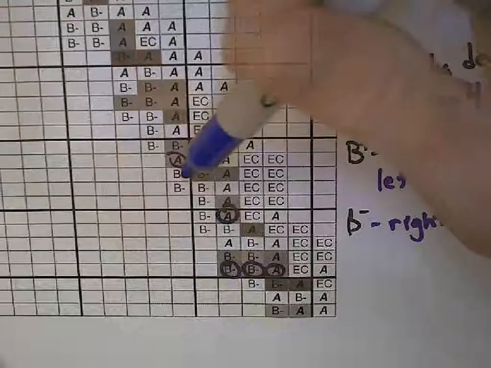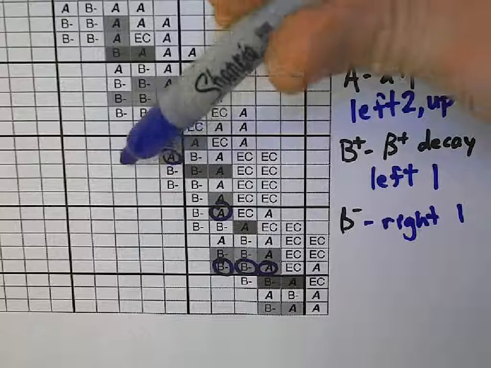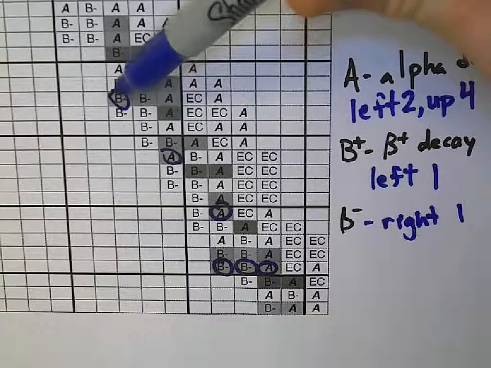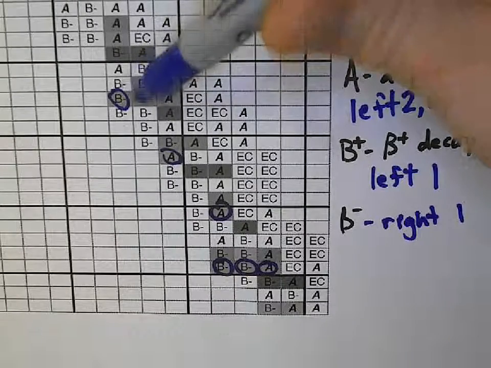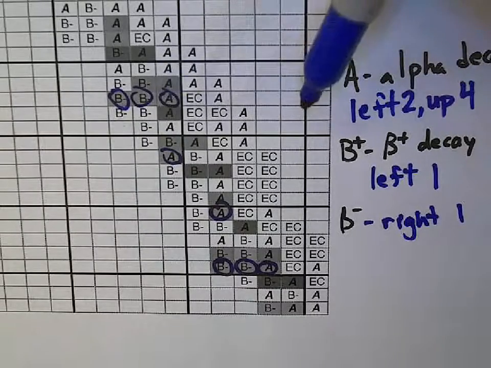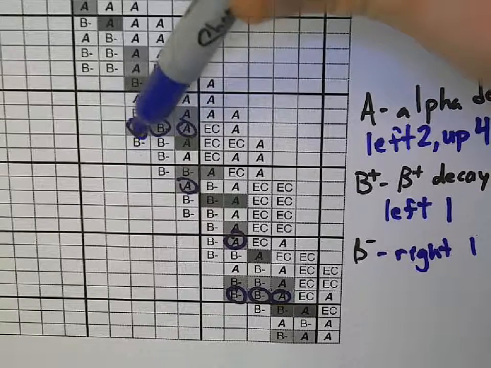We're just going to keep following this process. Alpha decay, left 2, up 4, 1, 2, 3, 4. And I'm now at radium, which undergoes beta negative. Beta negative, we move to the right 1. And then we move right 1 again. We're at alpha decay again. Alpha decay tells us move left 2, up 4, 1, 2, 3, 4.